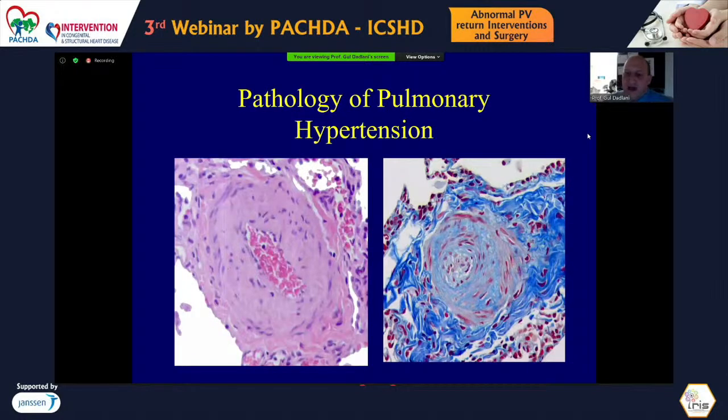We know from a pathology standpoint, what we want to avoid is progressive smooth muscle thickening and scarring within our pulmonary arteries. These are examples of pulmonary arteries that have undergone hyperplasia of the smooth muscle within the small vessel walls and/or complete occlusion of the vessels over time.